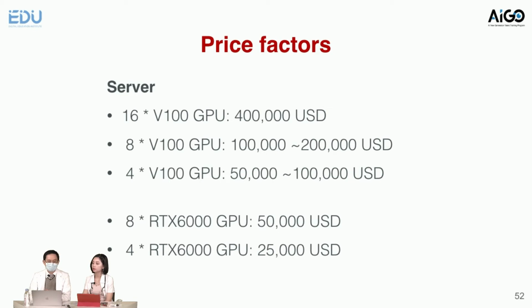Last, I list some server prices here. We have surveyed some vendors. This is for your reference. For example, the 16 V100 GPU server costs about $400,000 US. It's a lot of money. And you can see the 8 V100, 4 V100, and 8 RTX 6000, 4 RTX 6000. It's for your reference, FYR.